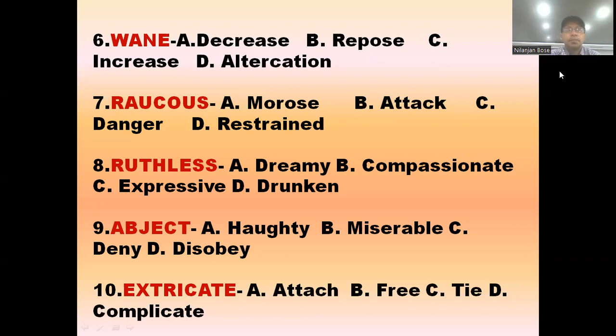Moving to number 9, abject. First option haughty, next miserable, next deny, and after that disobey. तो abject का opposite यहाँ आप क्या करोगे? देखो, deny तो होगा नहीं. Abject poverty miserable बोलते हैं. Haughty किसी कीमत पे किसी भी एंगल से ये कहीं ना कहीं match up कर रहा है, बट बाकी जो words हैं ये तो कभी होगा नहीं. Okay, so in that case we will go for option A.